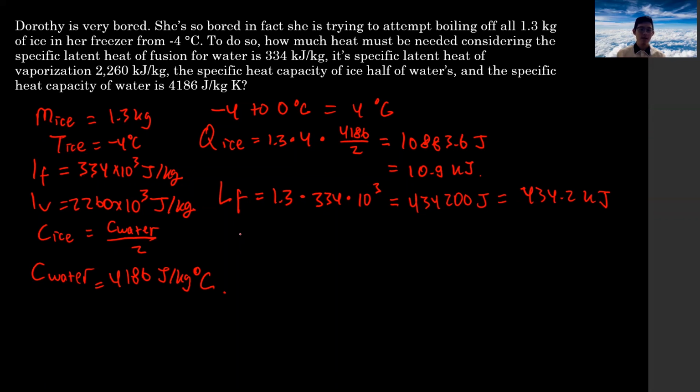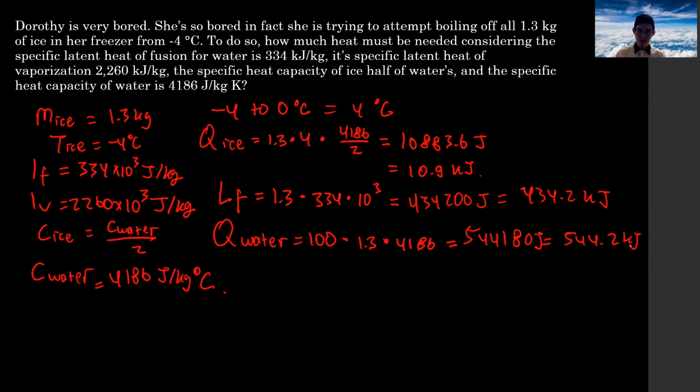Then next, we have water. Now we have water at 0 Celsius, and we want to get it all the way up to 100 Celsius. So the difference in temperature is 100 degrees. The Q of water now is 100 times 1.3 times the c of water, 4186, equals 544,180 joule, or we can just write it as 544.2 kilojoule.